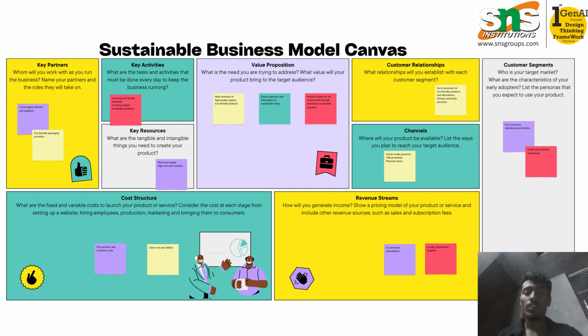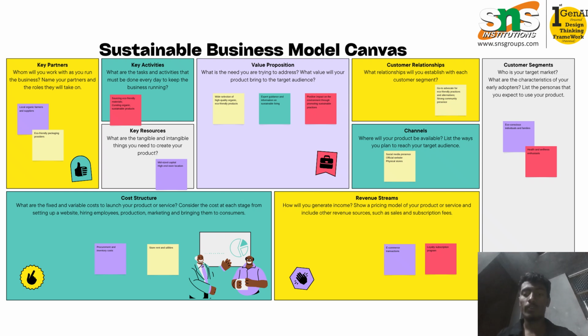Value proposition. What is the need you are trying to address? What value will your product bring to the target audience? This is the core of the canvas, outlining the specific need the business is addressing and the value the product or service brings to the target audience.